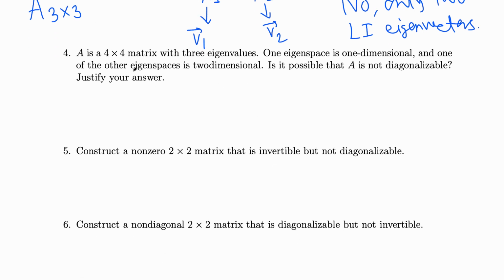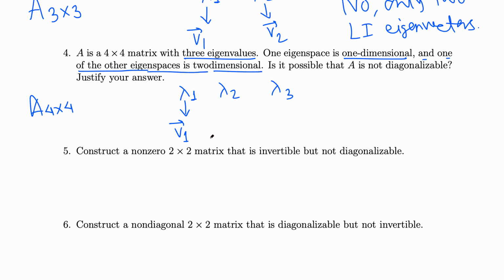Number 4. A is a 4 by 4 matrix with 3 eigenvalues. So lambda 1, lambda 2, lambda 3. One eigenspace is 1-dimensional. Let's say from this one, 1-dimensional means we get 1 basis vector. And one of the other eigenspaces is 2-dimensional. I don't know from which one. Let's say from this one, it's 2-dimensional. Okay, this is 1-dimensional, this is 2-dimensional. So we get 2 vectors.